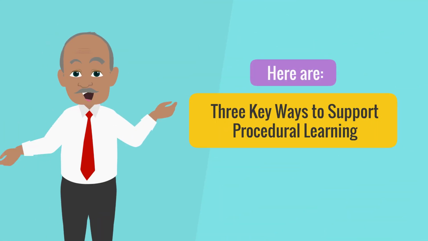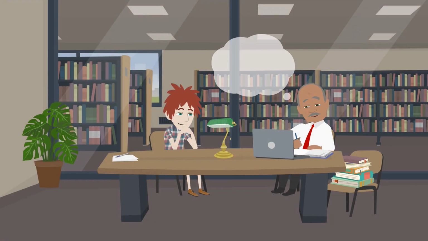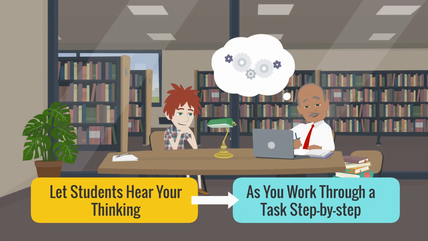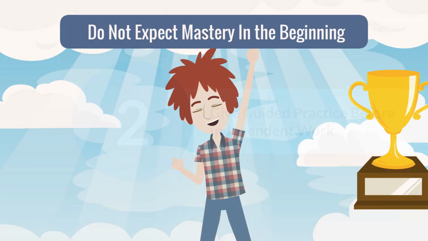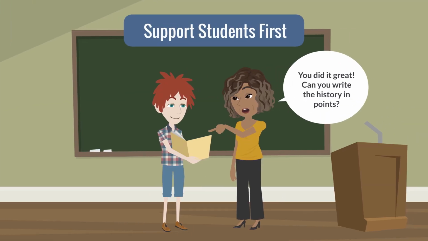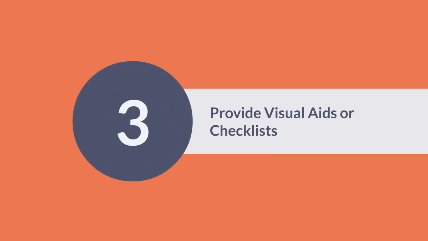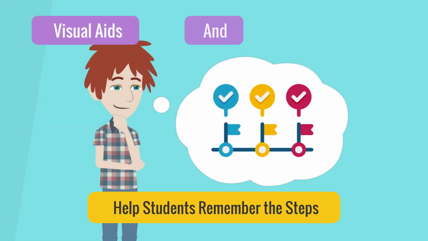Here are 3 key ways to support procedural learning. 1. Model the process out loud. Let students hear your thinking as you work through a task step by step. 2. Give guided practice before independent work. Don't expect mastery straight away. Support them through it first. 3. Provide visual aids or checklists. These help students remember the steps until the routine becomes automatic.